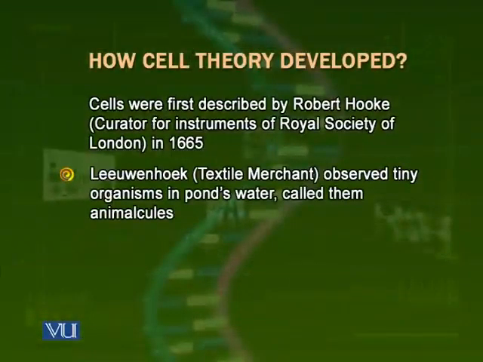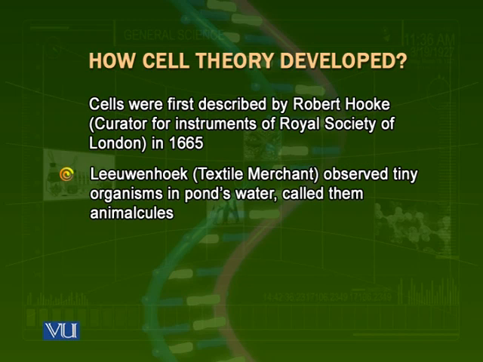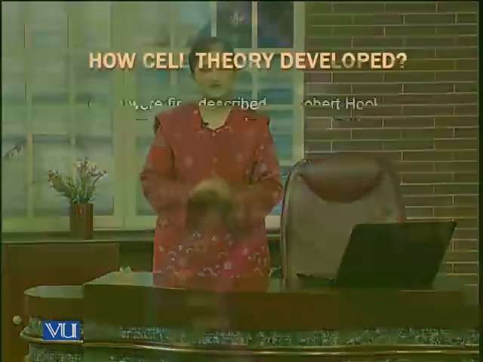Later on, another person, who was actually a textile merchant, also developed magnifying lenses and made a sort of microscope. With the help of that microscope, he observed different types of single cellular, or unicellular, organisms in pond water. He was Leeuwenhoek. So Leeuwenhoek observed the unicellular organisms, and Robert Hooke observed the plant cells.